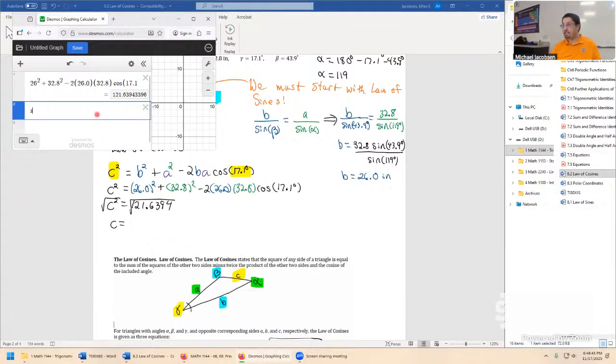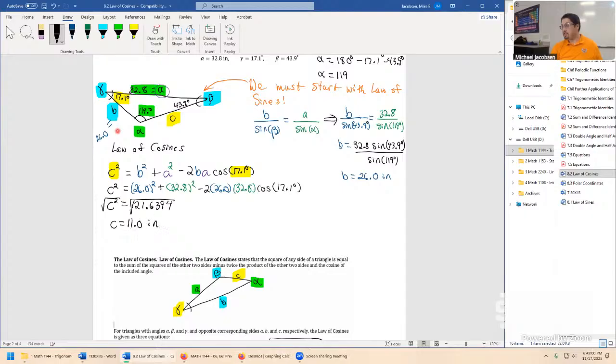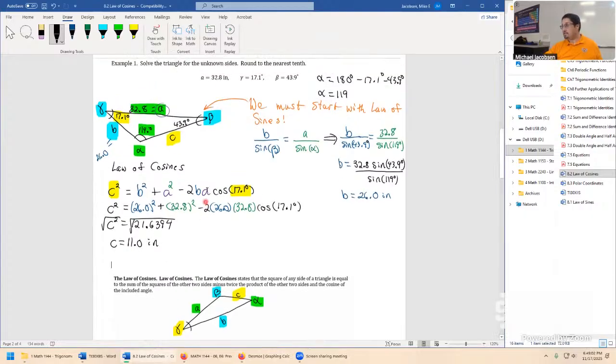So now finally, we can say square root of 121.6394. A few extra decimal places just for the sake of accuracy. And rounding this to one decimal place, it'll come out as 11.0 inches. So we've got it, folks. We have the unknown sides. C comes out as 11.0 inches. The other unknown side was B, came out as 26 inches.